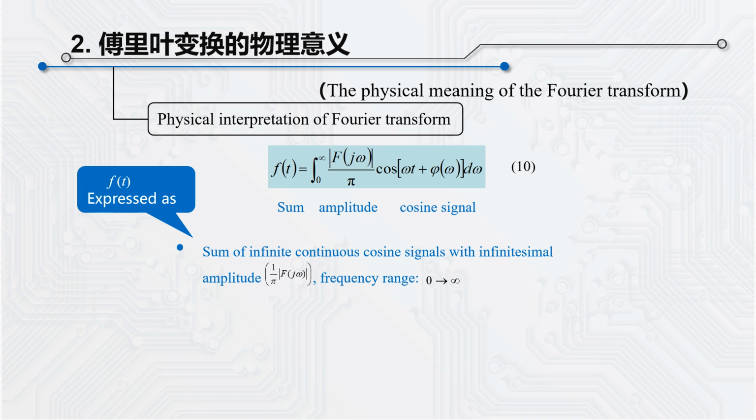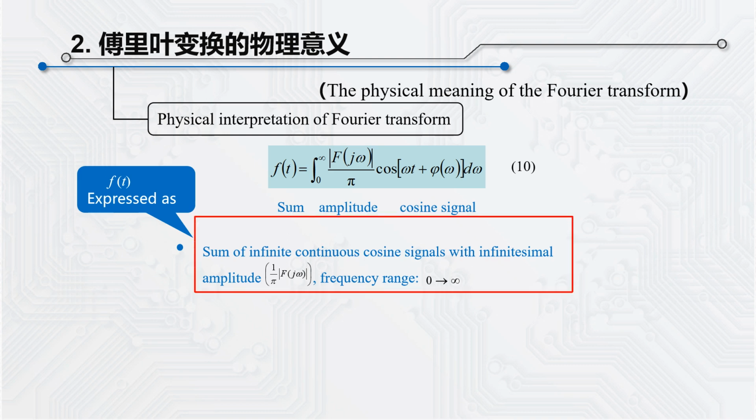Its physical meaning can be expressed as follows: f(t) is the sum of infinite continuous cosine signals with infinitesimal amplitude. Its frequency range is 0 to infinity.